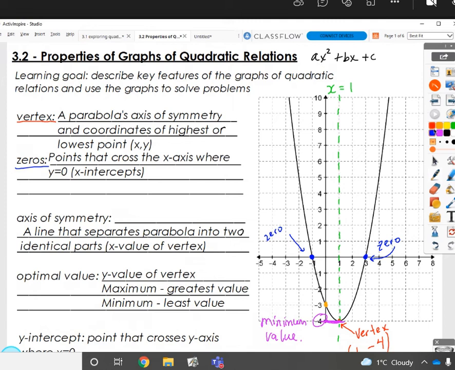And what do you think the C value actually is? Do you remember the C value? Yeah, the C value is really the y-intercept. That's the y-intercept. So yeah, we'll say C for sure is -3. A for sure is positive. Okay. That was really good.